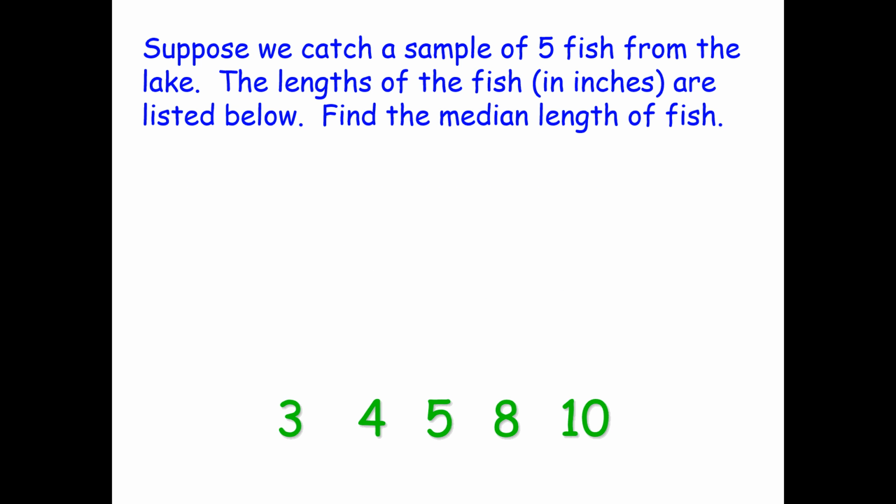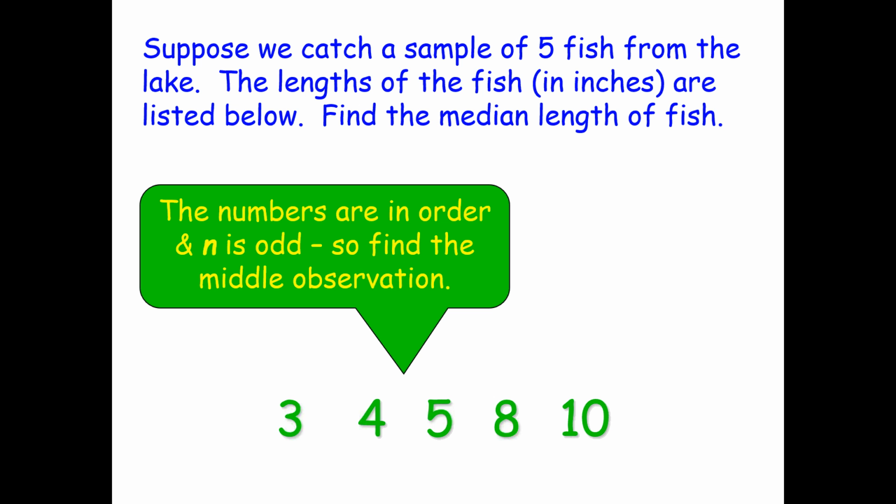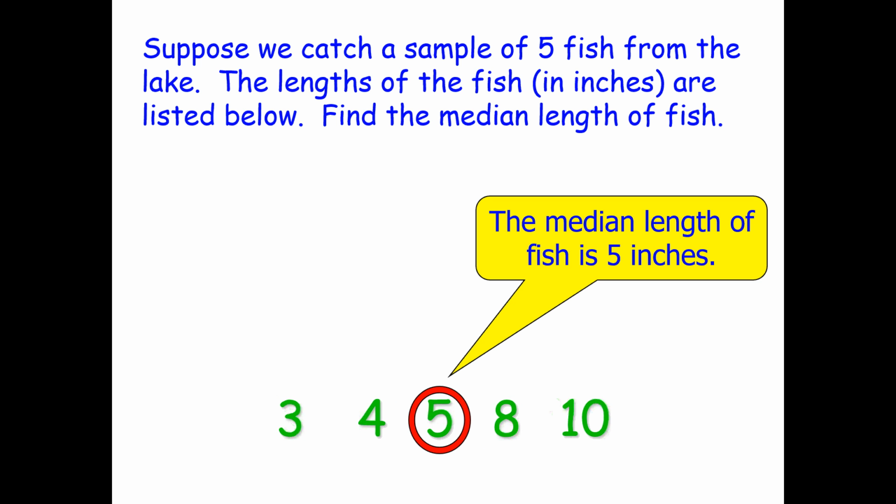Suppose that we catch 5 fish, a sample size of 5 fish from the lake, and the lengths of the fish in inches are listed here below. We want to find the median length of the fish. So we have 3, 4, 5, 8, and 10. Our numbers are in order, and n is odd. So to find the middle observation, we look at the outside, then the next one, and then there it is. The median length of fish is 5 inches.